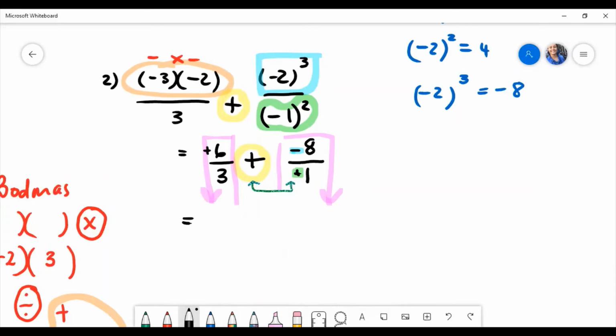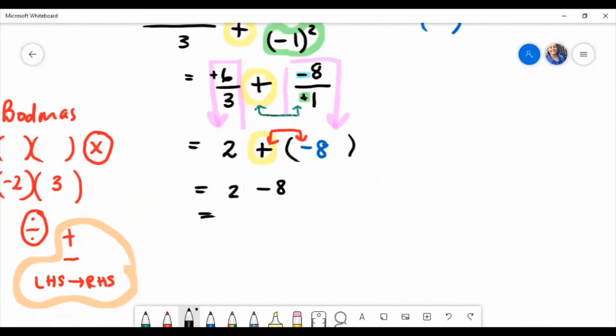So 6 divided by 3 is 2. I still keep my plus, and whatever I get here, I'm just going to put it in a bracket because I'm not too sure about that sign. But I'm keeping the original positive sign. And what I see here is a negative 8 divided by a positive 1, which gives me 8 over 1, but it's negative. And now I can sort out in my next step what exactly is happening there. I have 2 minus 8. Final answer, negative 8 is really more negative than 2. So I end up having a negative 6.